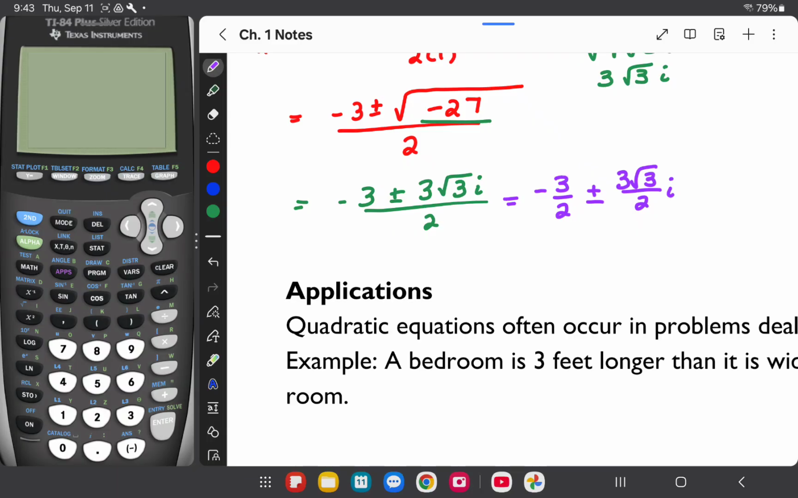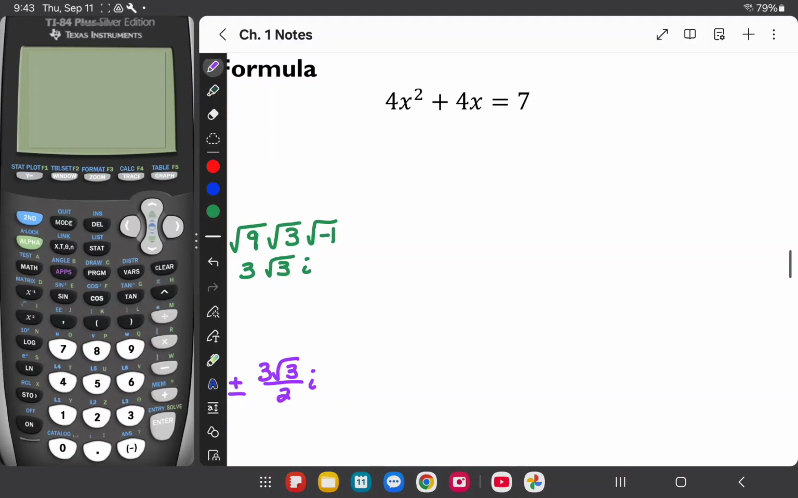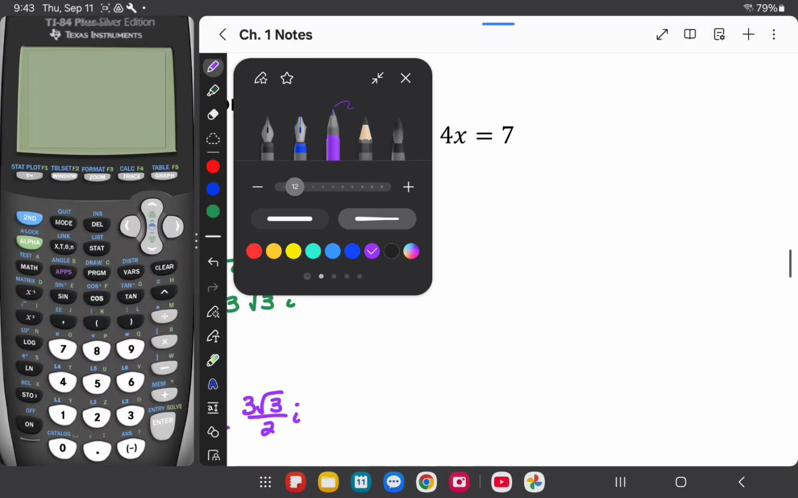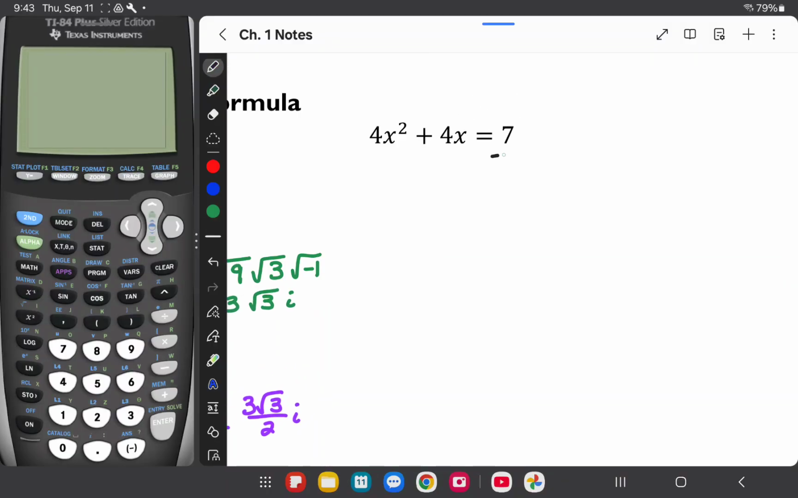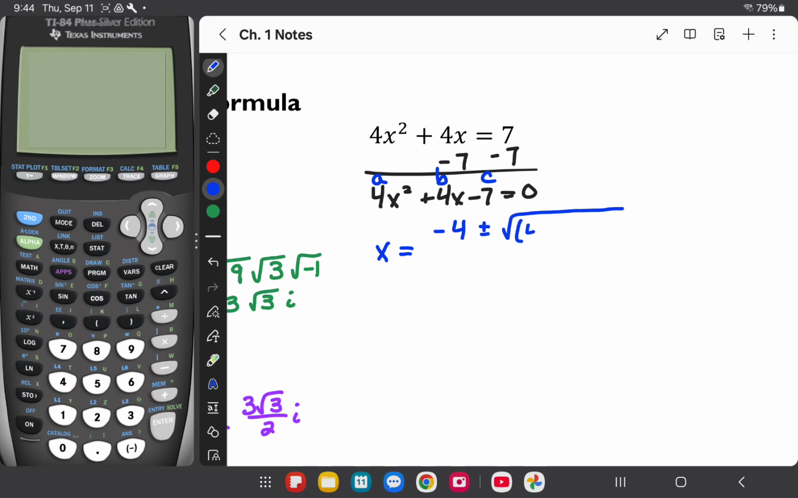Let's take a look at just one more example using the quadratic formula, and then we'll see how we can apply these in some real-world context. In this next example, once again, we need to make sure that our equation is in its general or standard form, meaning we're going to subtract 7 from both sides of our equation. Once we've done that, we can identify our coefficients a, b, and c, and then plugging those into our quadratic formula, we end up with negative 4 plus and minus the square root of 4 squared minus 4 multiplied by 4 multiplied by negative 7, all over 2 multiplied by 4.